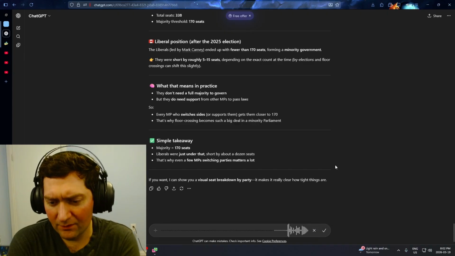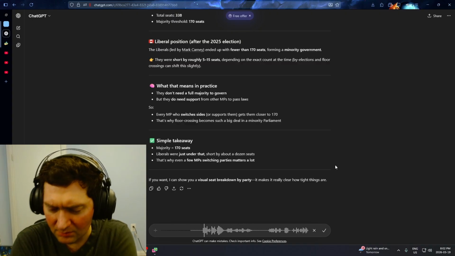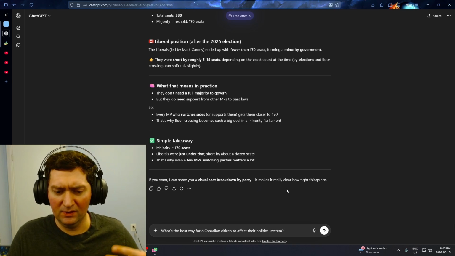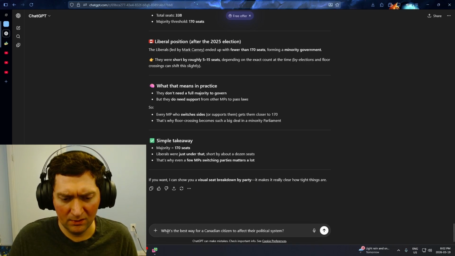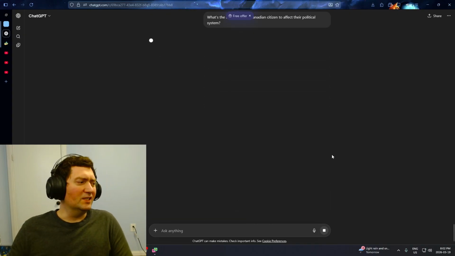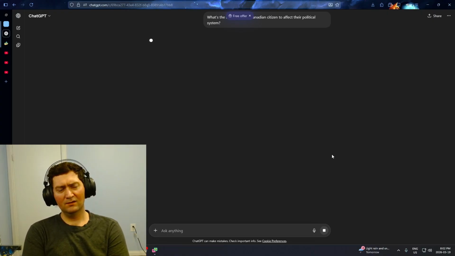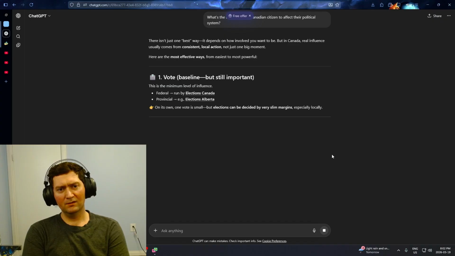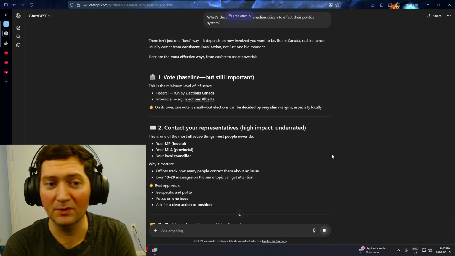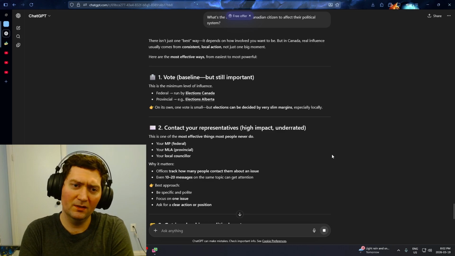What's the best way for a Canadian citizen to affect their political system? Like, I assume this is just going to be vote in the 3 elections. But let's see what it gives us. There's more than just one best way. It depends on how involved you want to be. Okay. In Canada, real influence usually comes from consistent local actions, not just one big movement.